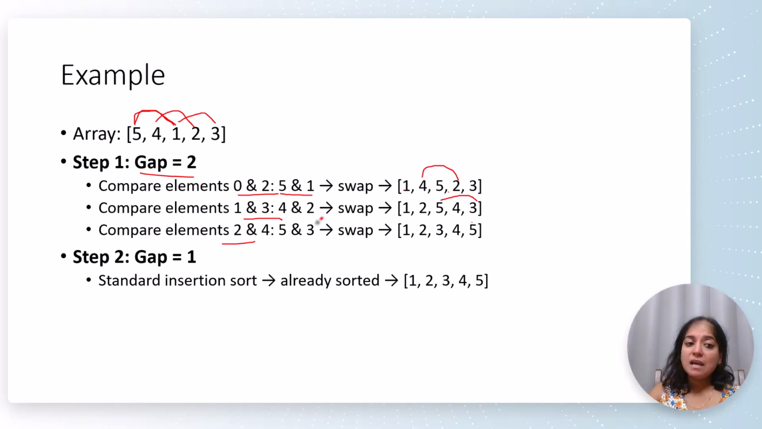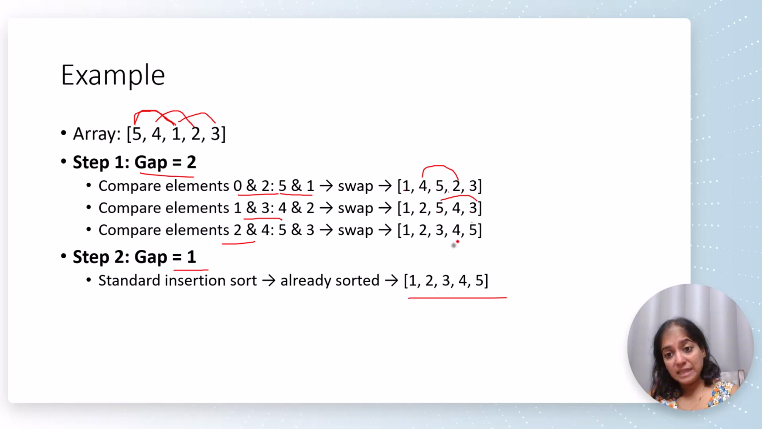Then in the next step, we take the gap of 1. That means we are performing the normal insertion sort algorithm. Since our elements are already sorted in this case, no swapping has to be done. So if you see here in this array, by using the shell sort algorithm, we needed to perform only 3 swaps and our sorting is done. So a smaller number of swappings are done.